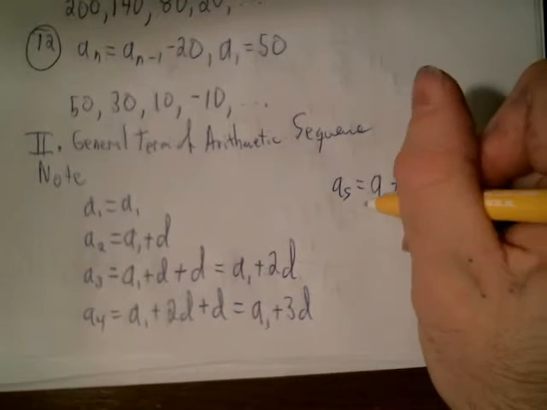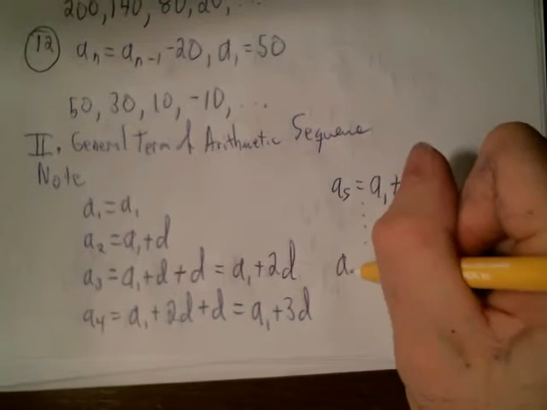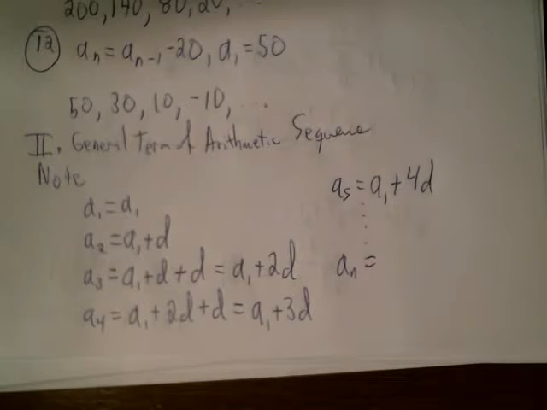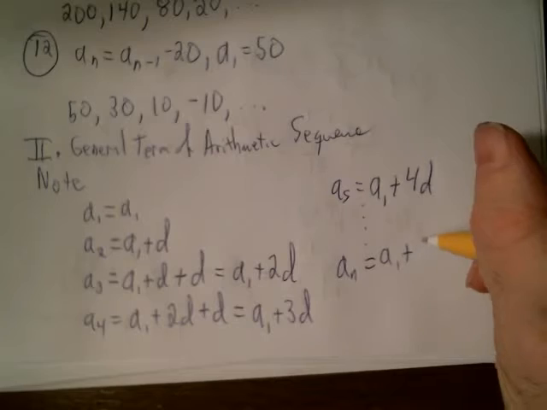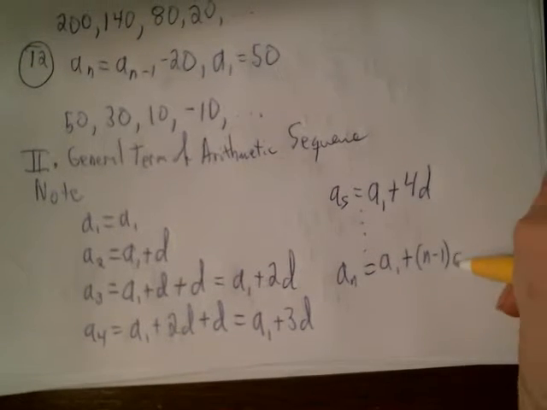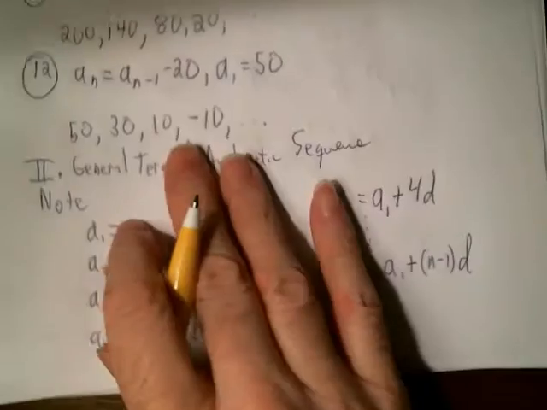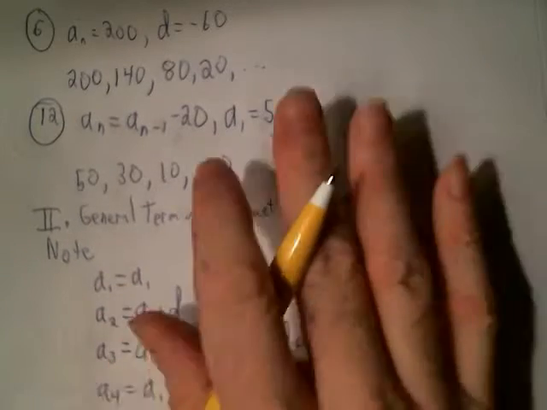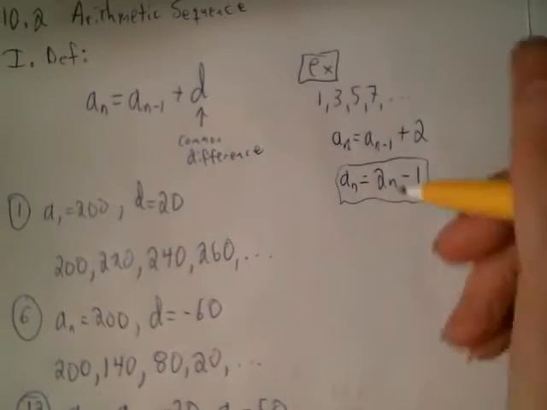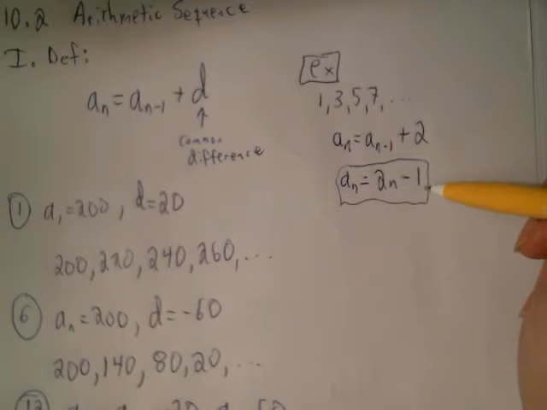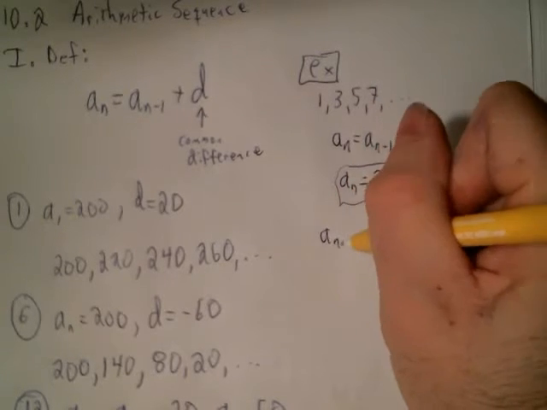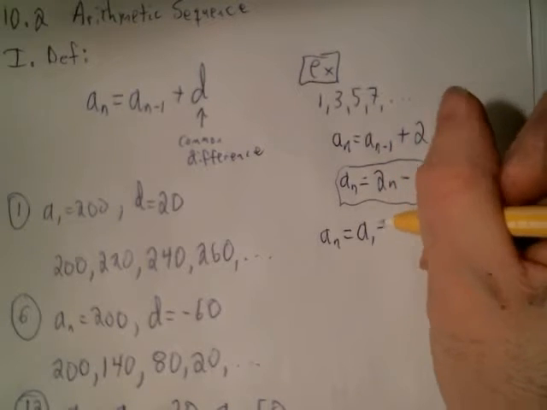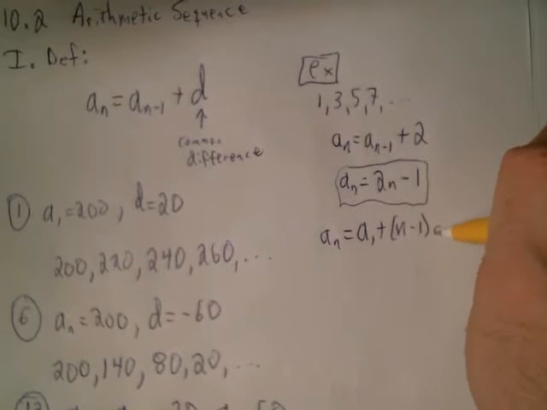And then we could guess our general formula, a sub n. Well, that must be a sub 1 plus 1 less than n, so n minus 1 times d. And that's our general formula. Okay, so let's apply it to that first example just to prove that it really is what we thought it was. So a sub n must be a sub 1 plus n minus 1 times d.